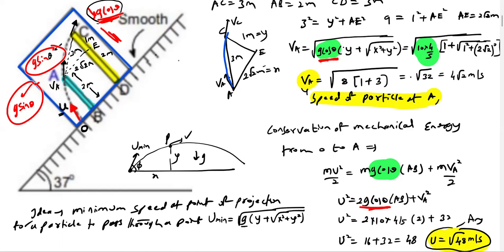Therefore, wherever g is there, we should bring g cos theta. Agree with this? Then, okay, sir, what is this formula? If you project a particle from a point, with what minimum speed should you project so that it will cross through the point P? I think this is what I derived. Check the earlier videos. So here g cos theta has to be applied. And what is y? y is the vertical separation.